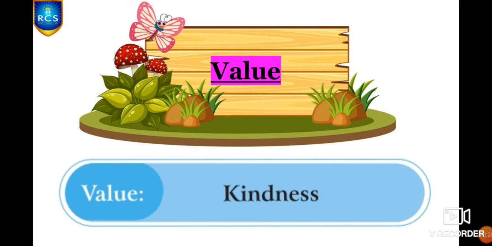And what we have learnt in this chapter, children? What is the value we have learnt in this chapter, the little boy? Yes, kindness. Yes, it is very important. We should be kind to each and every one and every living being that is around us. Right? This is the value you have learned in this chapter. I hope you will follow and you will implement this value in your day-to-day life.